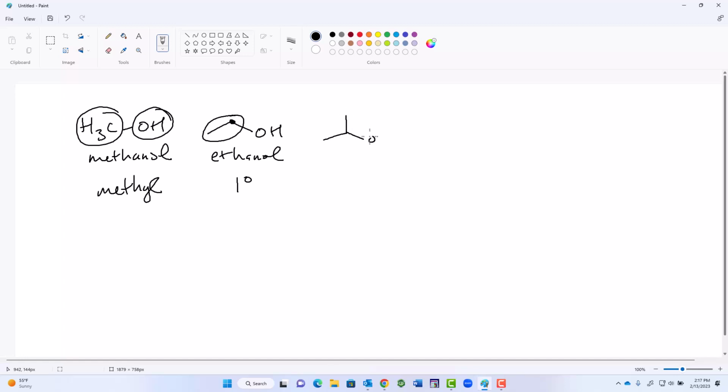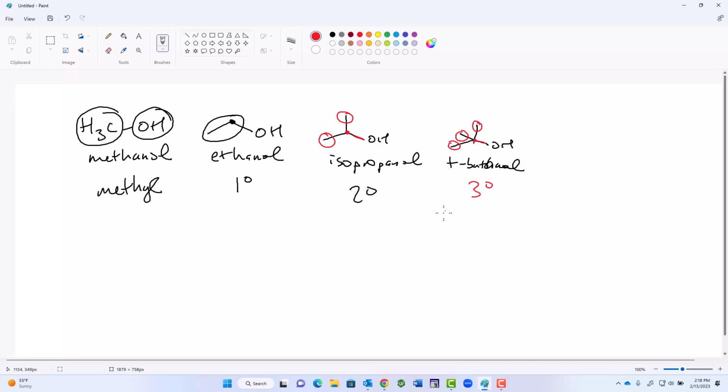If we introduce more branching, so this would be isopropanol or 2-propanol, we would call this a secondary alcohol, meaning that this carbon center that's attached to the alcohol is attached to 2 other carbons. Following this trend, if we attach it to one more carbon, this would be t-butanol. We see that this carbon that is attached to the alcohol is attached to 3 other carbons, so we would call this a tertiary center.